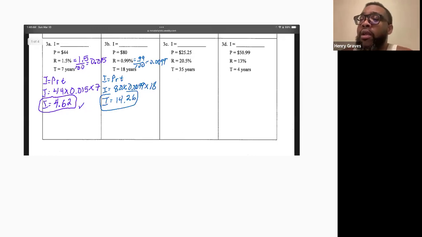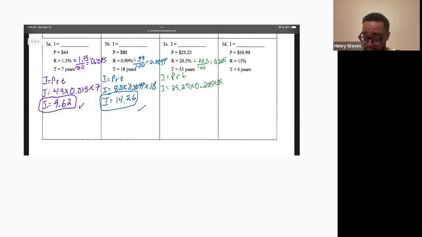Let's look at this one. Here again, you're going to do 20.5 divided by 100, which is going to be 0.205. So again, I is equal to PRT. I is going to be $25.25 times 0.205 times 35. So let's see what we get.